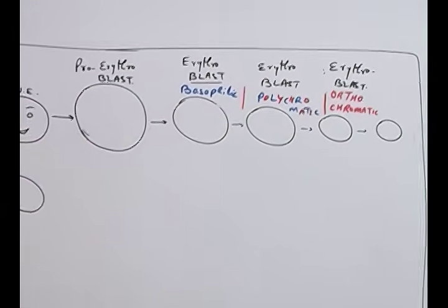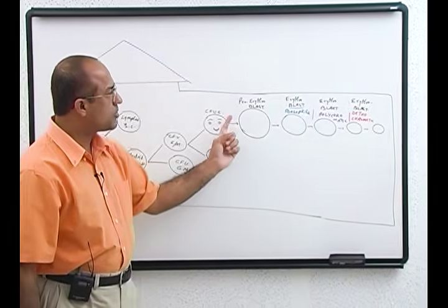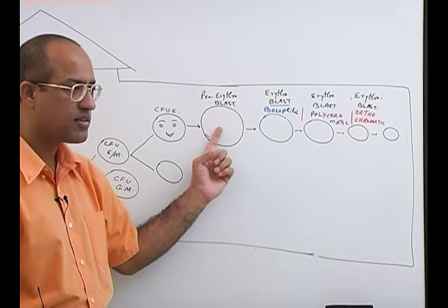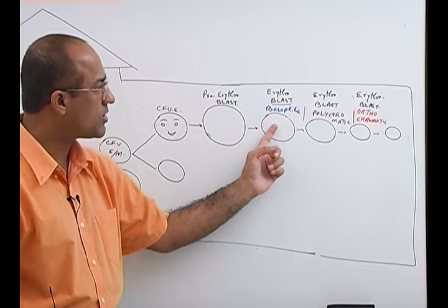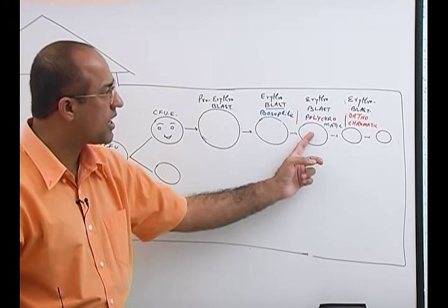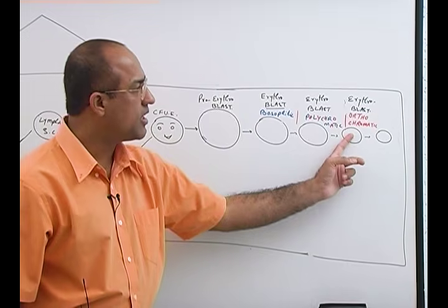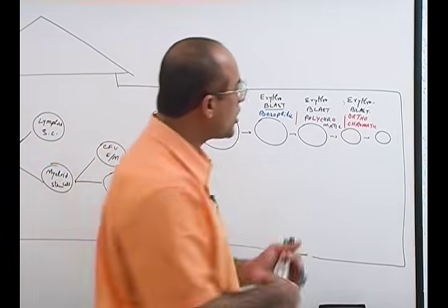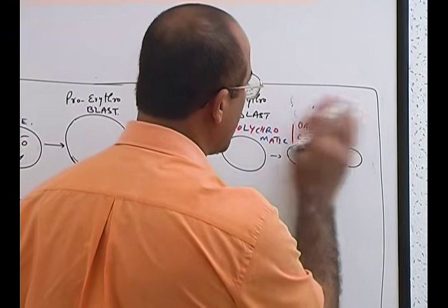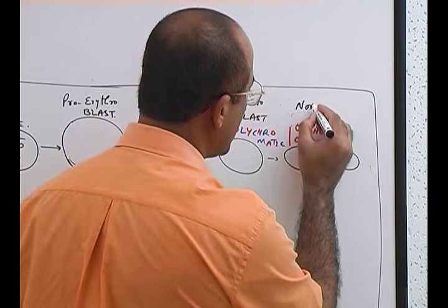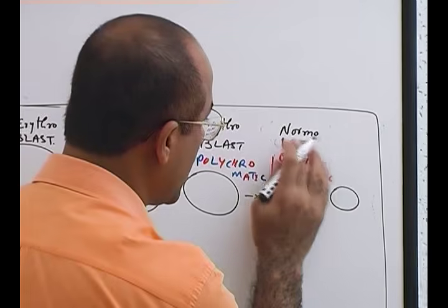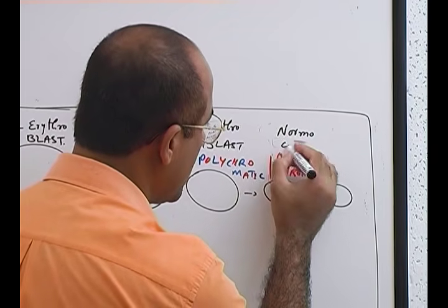Now, one important thing: during the maturation process of erythropoiesis, the earliest cell is the proerythroblast, which goes to the basophilic erythroblast, then the polychromatic erythroblast, then the orthochromatic erythroblast. Because it does not multiply, we call it orthochromatic normoblast. Orthochromatic, please correct it, normocyte, because it does not multiply.